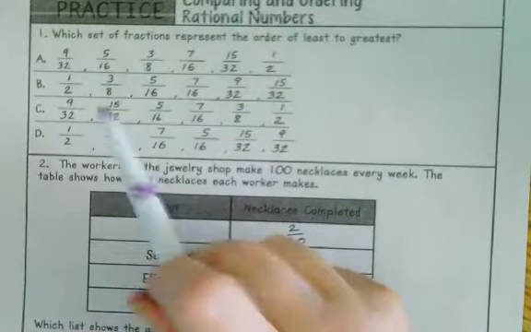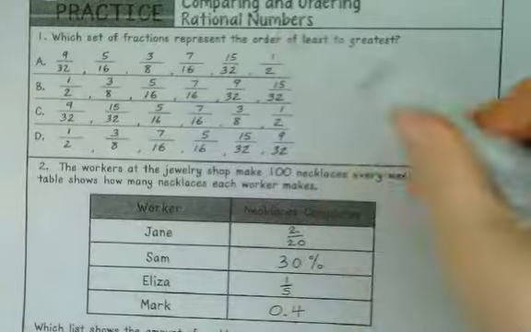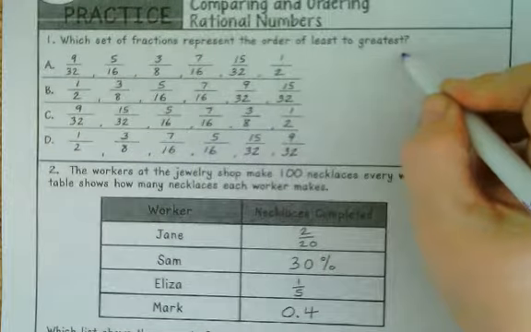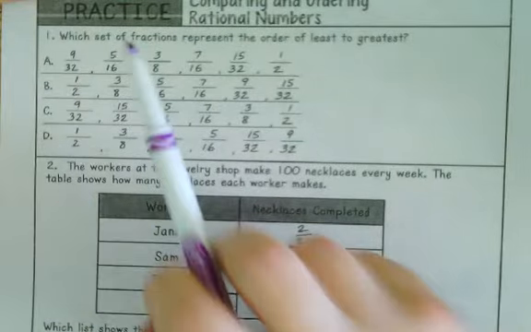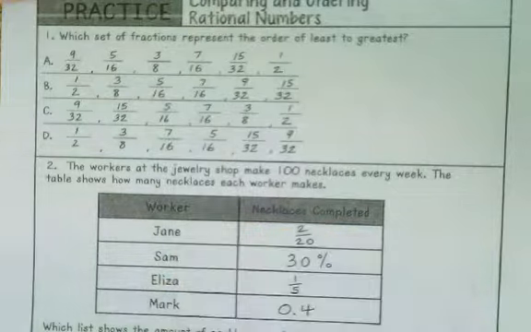Which set of fractions represents the order of least to greatest? Okay, so we have a whole boatload of fractions. And this is why I think decimals are easier. Decimals only have one denominator. It's tens, hundreds, thousands. Way easier to deal with. Base 10, 10, 100, 1,000.